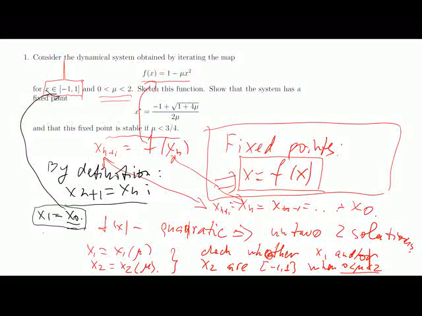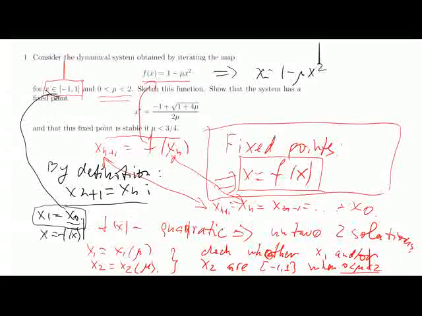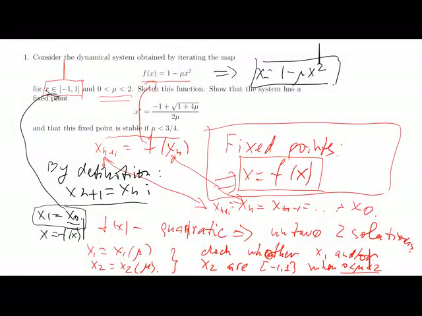Assume this is x, a fixed point. Then x1 should be equal to x, and x0 should be equal to x, and therefore x equals f of x. In this case, I can put it like this: x equals 1 minus mu x squared. The roots of this are your fixed points. It is quadratic, so you will have 2 roots, but you will need to check whether your roots are between -1 and 1, when mu is varied between 0 and 2.